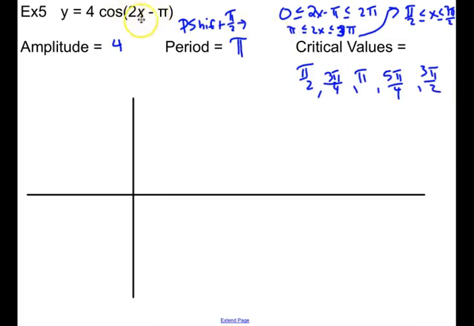Or I can take everything inside the function and set it between 0 and 2 pi and solve for x by adding pi to both sides of the inequality, and then dividing both sides of the inequality by 2, and it gets me from pi over 2 to 3 pi over 2. Add them together, find the midpoint. Add these 2 values together, find the midpoint. Add these 2 values together, find the midpoint. Either way you do it, you get the same critical values.